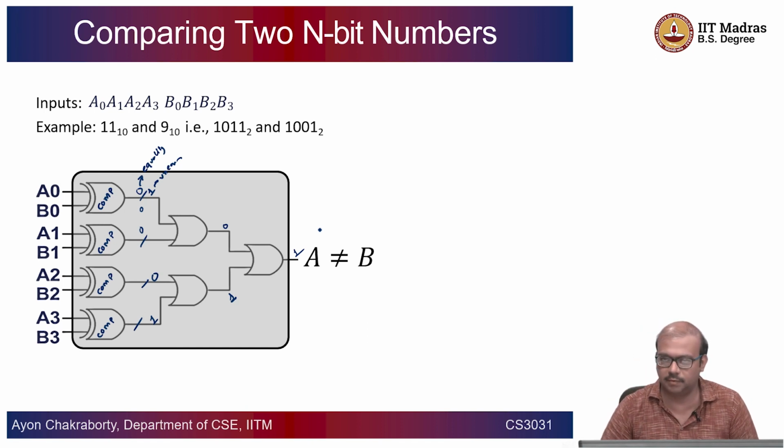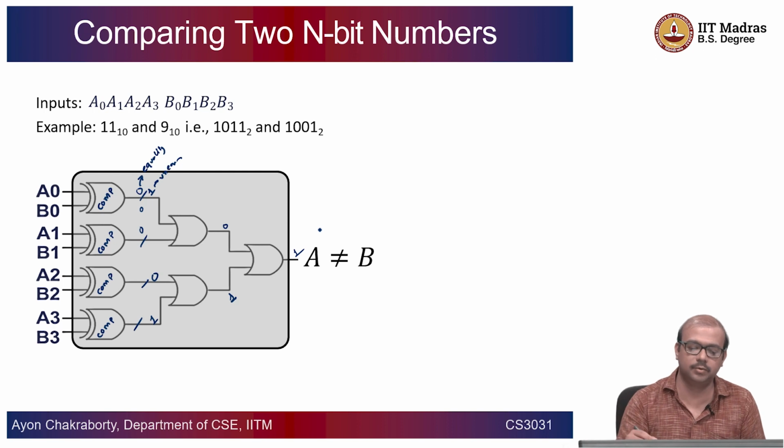Because if they are equal, all of them are going to be 0, and here you are trying to do an inequality test, whether A is not equal to B. Okay. So, this is going to be a very useful circuit for doing such comparisons. And you can come up with your own circuit, that is what I would recommend.